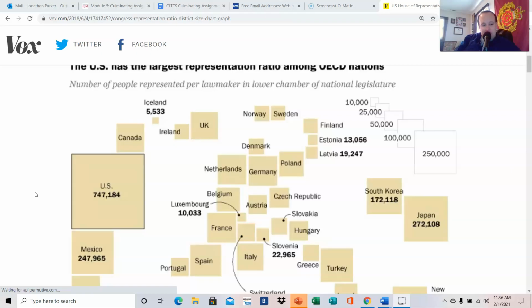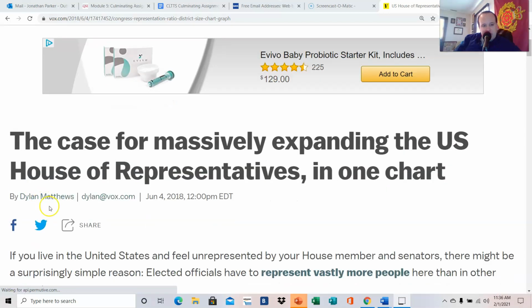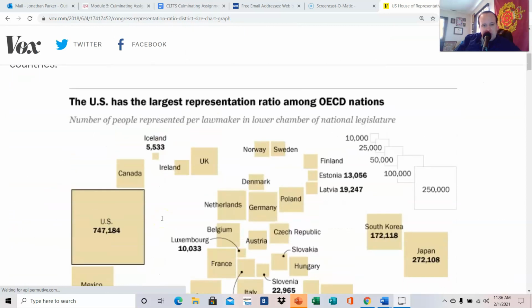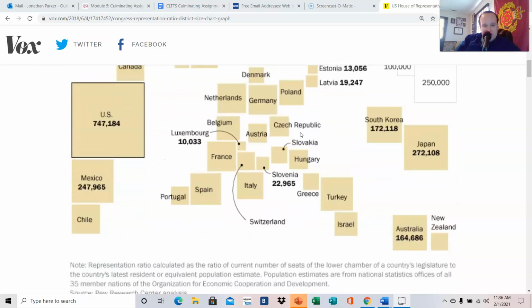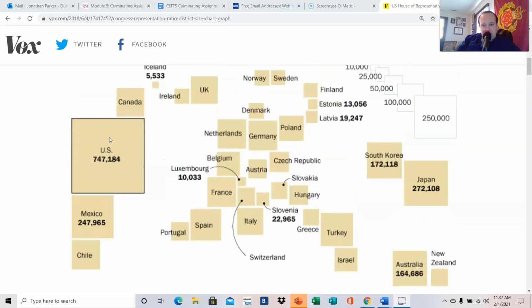So I wanted to pull this article up. It's a couple of years old. It was published in 2018. We're supposed to have one representative for every 30,000 people. And we certainly have one of the largest representation ratios amongst the OECD nations, so the developed nations. So the U.S. here, 747,184 people per representative. Nowhere close to 30,000. So there is certainly a case to be made for massively expanding the size of the House of Representatives, if we want equal representation.